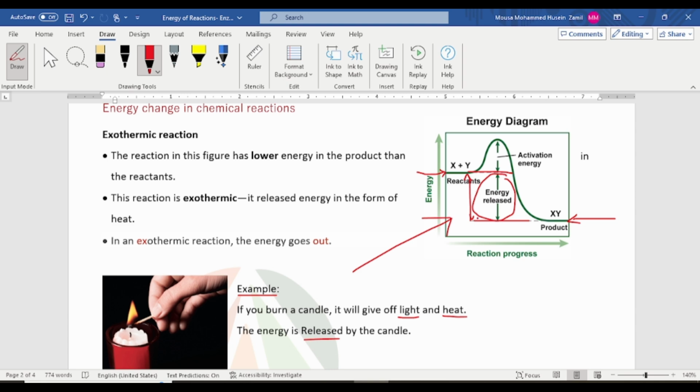And this reaction is called exothermic reaction. Exo, which means goes out. Keep this in mind also. So this reaction is called exothermic reaction. The energy is released.